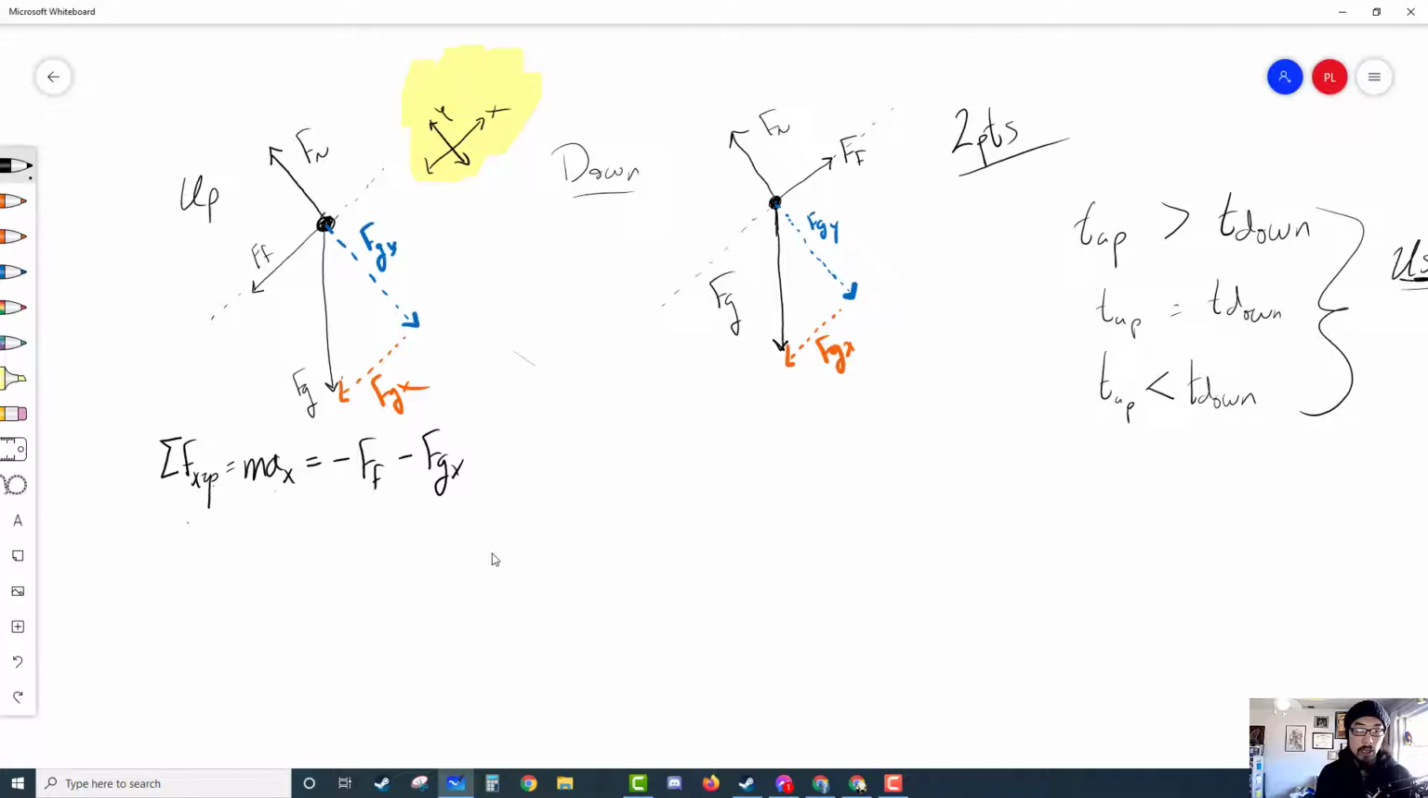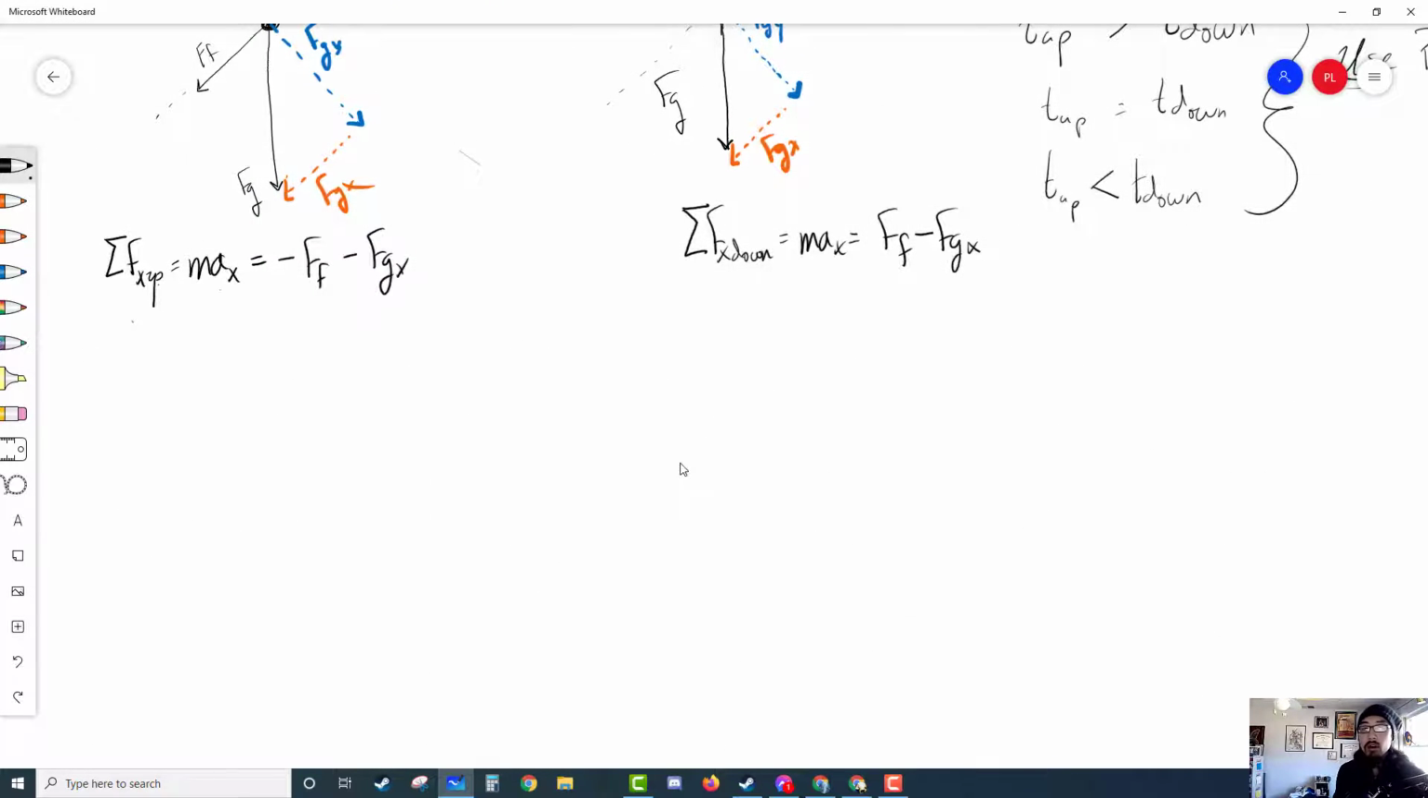And I'll draw in that chart later. Here we have negative f of x going down. So this is the object moving down. Max is equal to f of f minus fgx. Once again, minus fgx because it's going to the left. F of f will be positive this time because it's going up. All right, so here we have our equations.